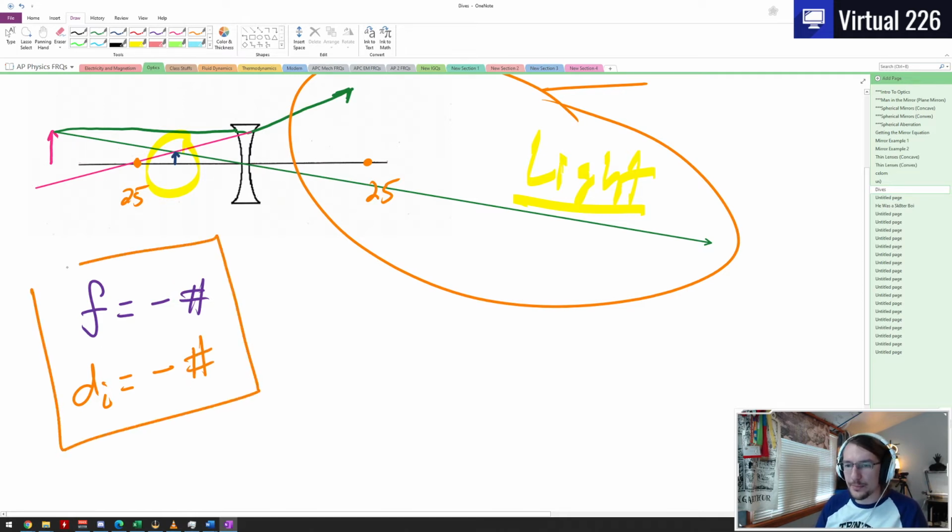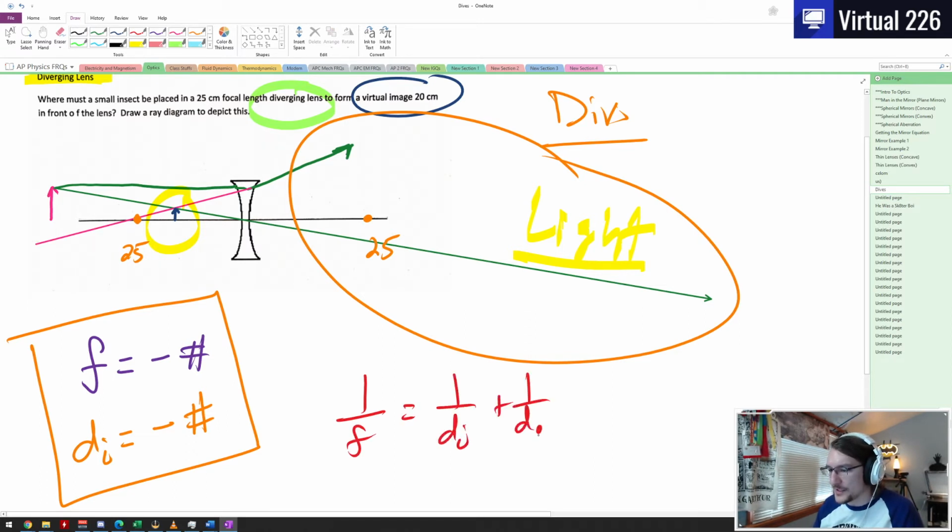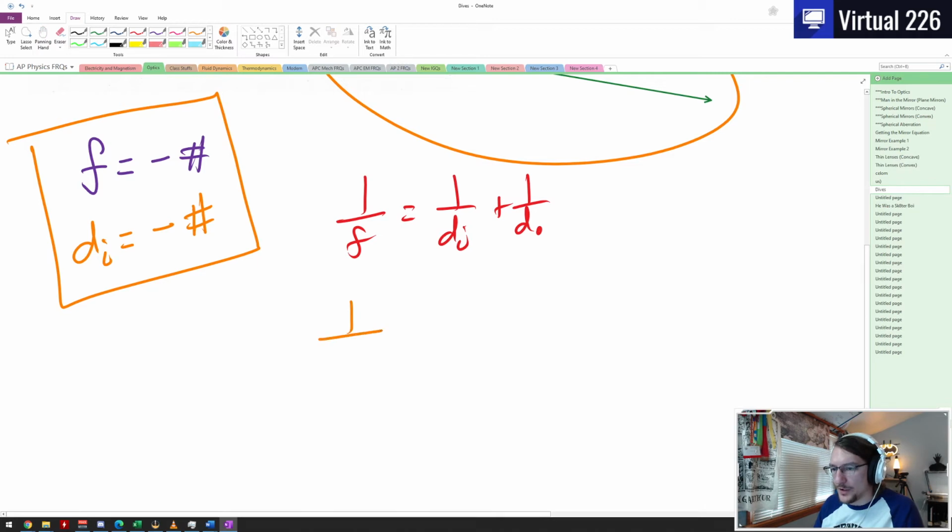So these are two important things to recognize for a diverging lens in order for us to solve this problem. Because once we recognize that, we can just set up our simple lens mirror equation and solve this out. We know that 1 over f equals 1 over di plus 1 over do. And we know our focal length is 25 centimeters, and the image will form 20 centimeters in front of the lens. So we're going to have 1 over 25, and it's negative, equals negative 1 over 25 plus 1 over do.